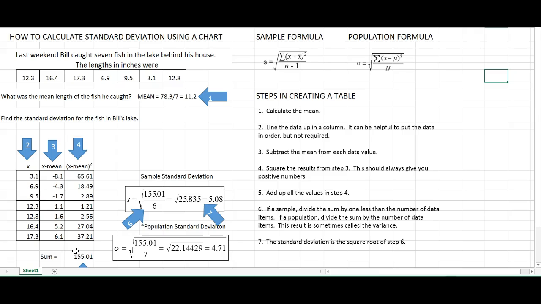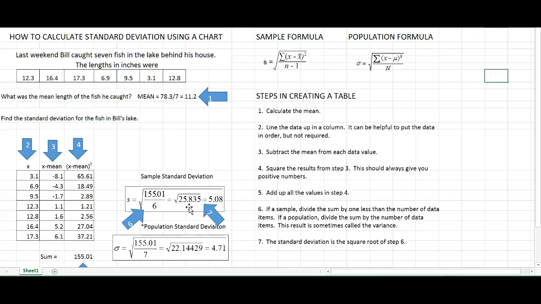In step 6, we divide. For a sample, which we have here, you divide by 1 less than the sample size. There were 7 fish, so 1 less is 6. This gives 25.835.